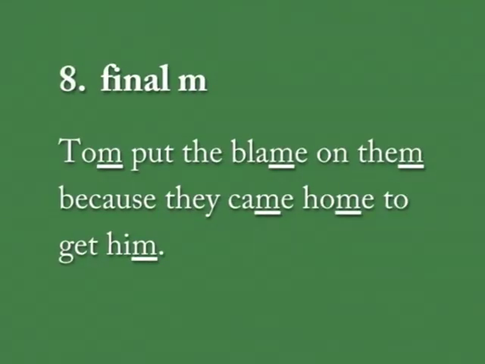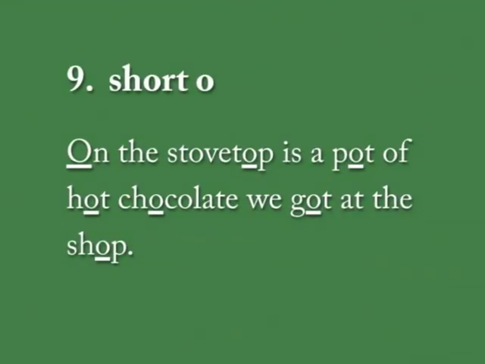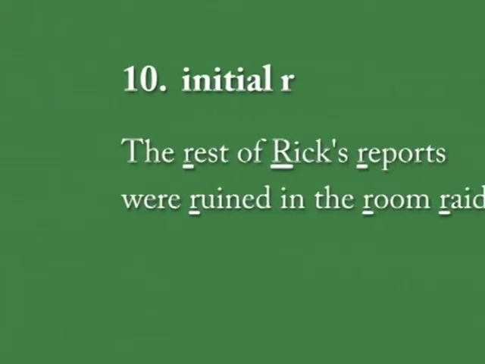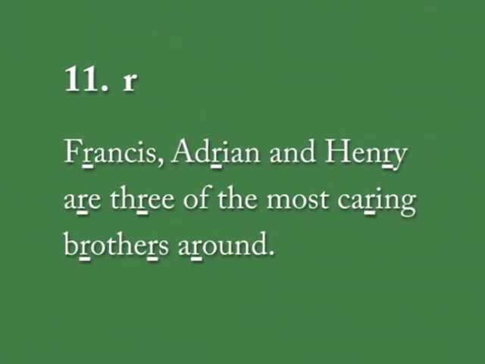Final M. Tom put the blame on them because they came home to get him. Short O. On the stovetop is a pot of hot chocolate we got at the shop. Initial R. The rest of Rick's reports were ruined in the room raid. R. Francis, Adrian, and Henry are three of the most caring brothers around.